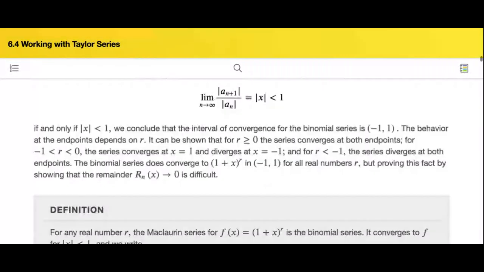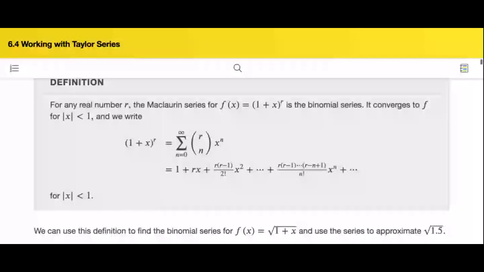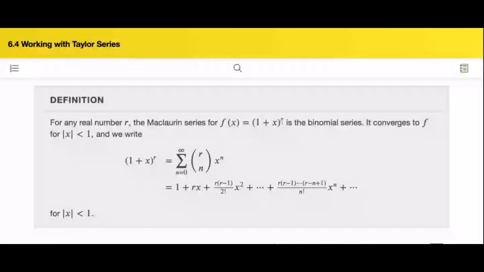Okay, let's keep going. Let's see this definition. For any real number r, the Maclaurin series for (1 plus x) raised to r. Remember, r is a real number. That means r can be rational or irrational. It is a binomial series. It converges to f for the absolute value of x less than 1, right?